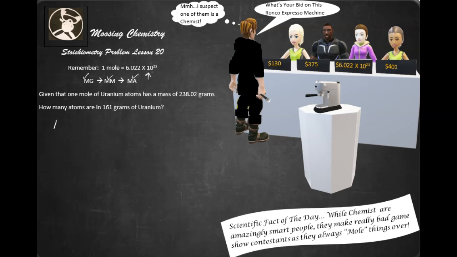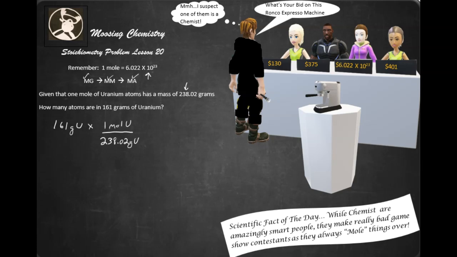We go 161 grams of uranium times 1 mole of uranium. Now, how many grams are in 1 mole of uranium? 238.02 grams. So that number is going to go on the bottom. 238.02 grams of uranium right there. So we're going to be able to cancel out our gram units right here.